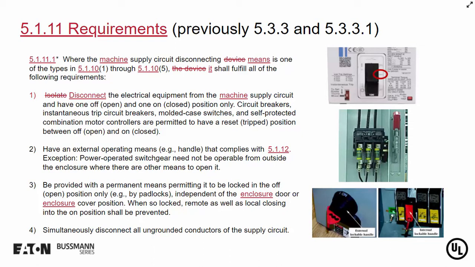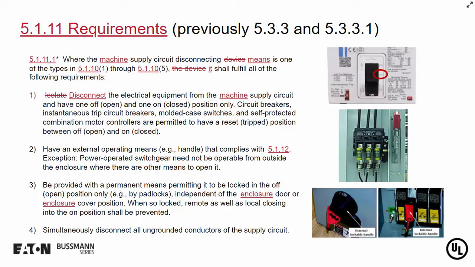Number 2 deals with an external operating means, for example, a handle. If you look to the right, a lot of industrial machinery manufacturers prefer, although you don't have to use a flange handle, many industrials prefer the flange handle. So what you have there is a flange handle, and that must comply with 5.1.1.2. Now, John's going to cover that later on.